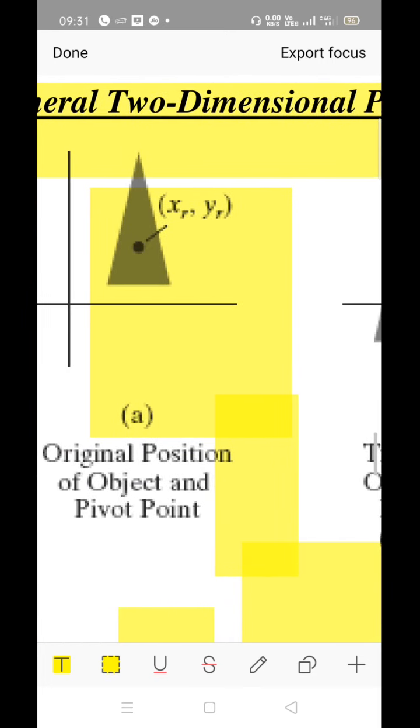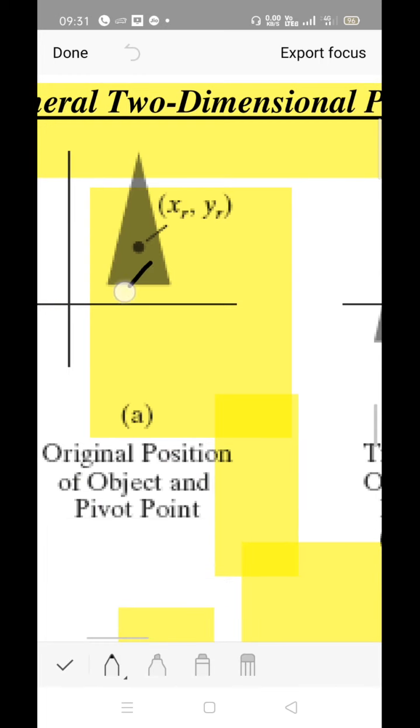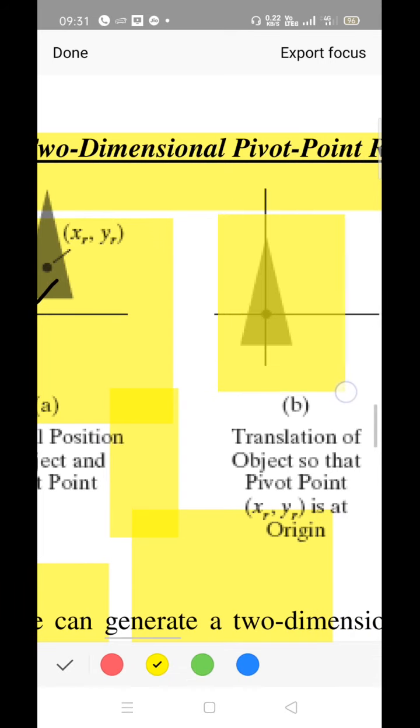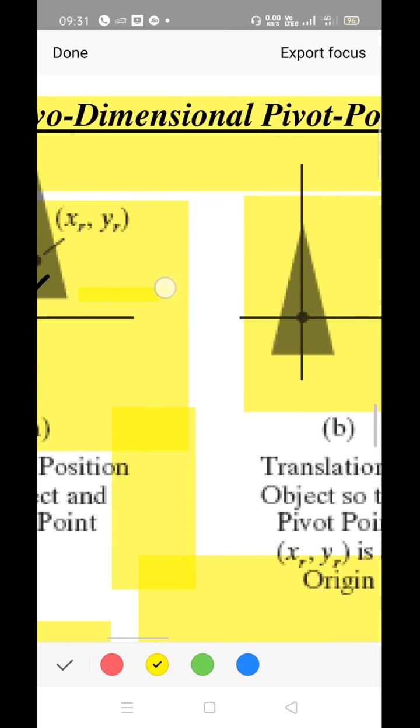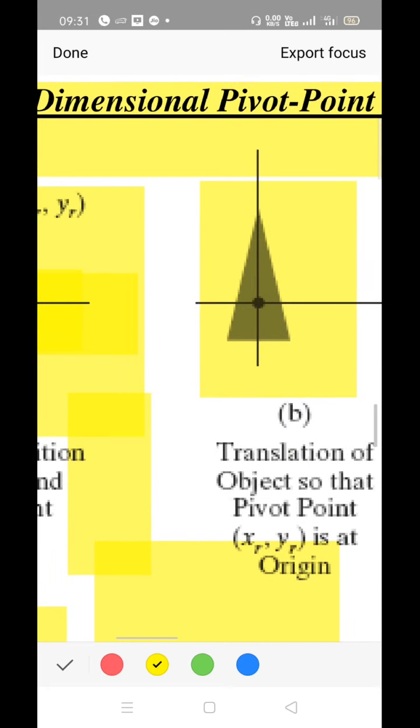Then what you are supposed to do, you have to change the position of the triangle. You have to place this particular pivot point on the origin in the next step. So you have to bring the entire model to the origin. As you can see over here, the entire model is brought onto the origin. That means assume xr, yr be 20 and 20, you have to bring that value to 0 and 0, isn't it? That means you are subtracting: x minus 20 and y minus 20 you have done to bring the model to the origin. This is what the second step is.